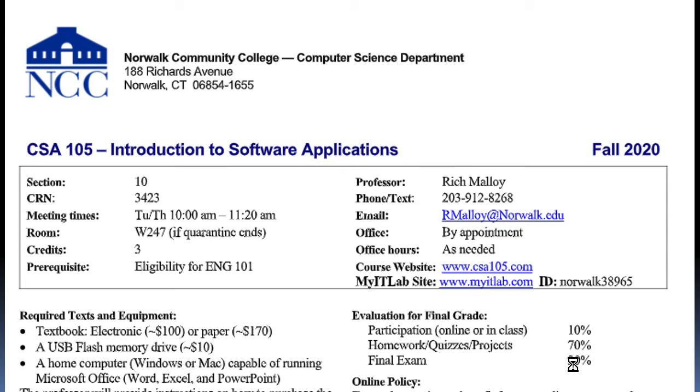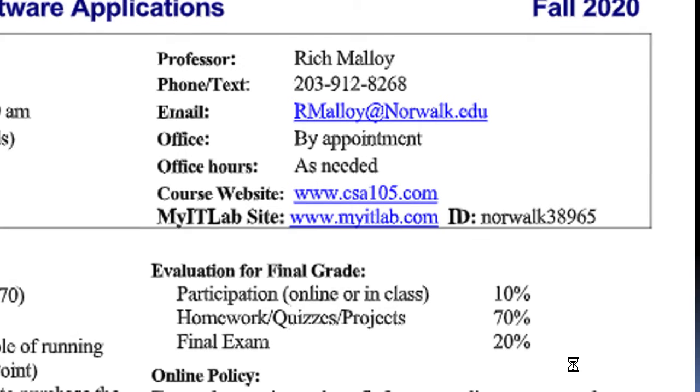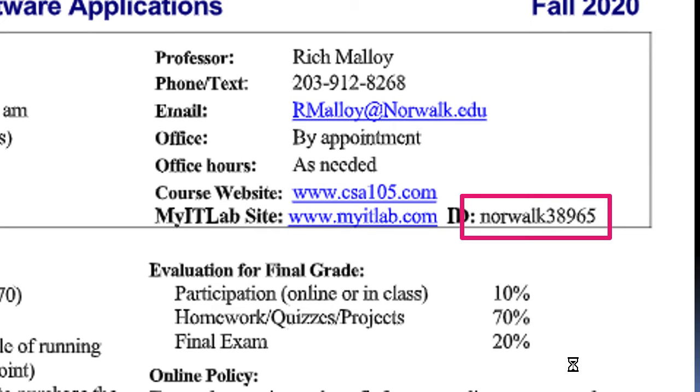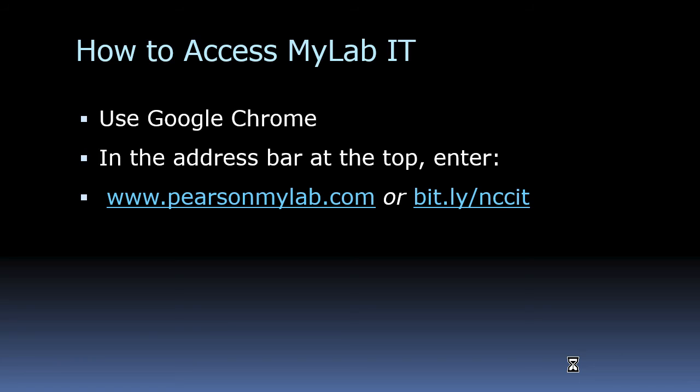Now if we go to the syllabus, another way to find out what your course ID is from MyLab IT is to just go to the syllabus, and right on the syllabus there is the link right there. Well, it's not a link, it's just the code there. So just copy it. Just double click it to select it, then copy it, and you can paste it into the place I'll show you in just a little bit.